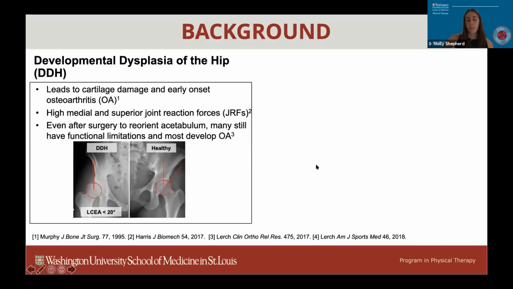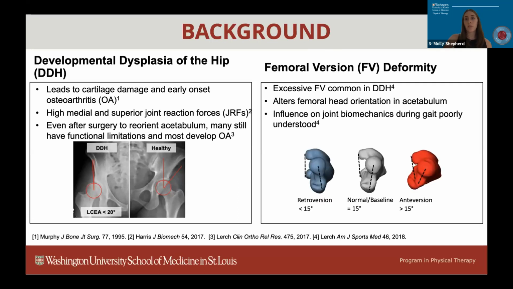So developmental dysplasia of the hip, or DDH, is characterized by a shallow acetabulum and leads to cartilage damage and early onset osteoarthritis. Patients with DDH tend to experience higher medially and superiorly directed joint reaction forces during gait than healthy controls. And even after surgery to reorient the acetabulum, many patients still have functional limitations and most still go on to develop OA.